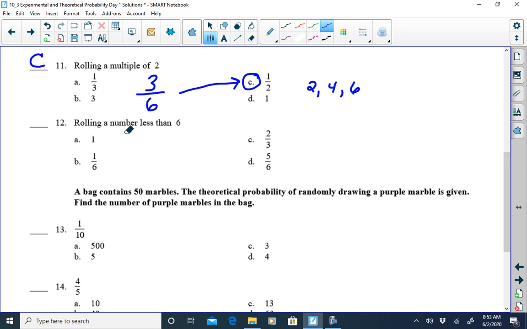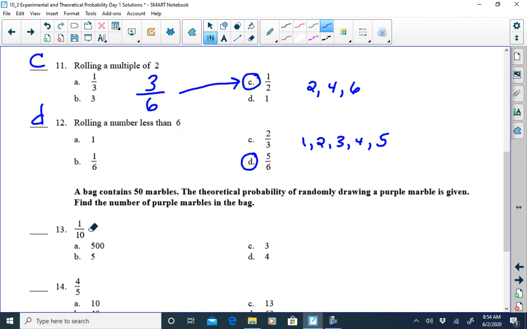Question 12, rolling a number less than 6. Well, what are the outcomes that are less than 6? Well, you could roll a 1, a 2, a 3, a 4, or a 5 on a number cube, right? So rolling a number less than 6, that would have to be D, because 5 out of the 6 outcomes are less than 6. All right, so that would be D. All right, but what about rolling a 6? Well, if you roll a 6, right, this says less than 6, so there'd be 5 of the 6 outcomes.